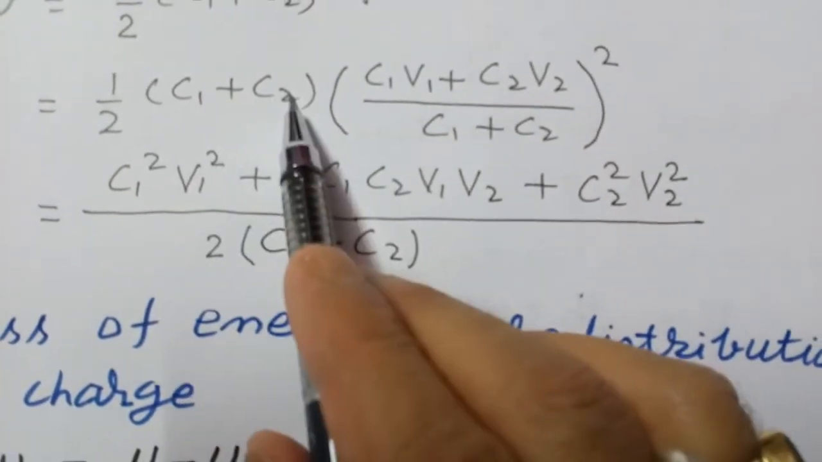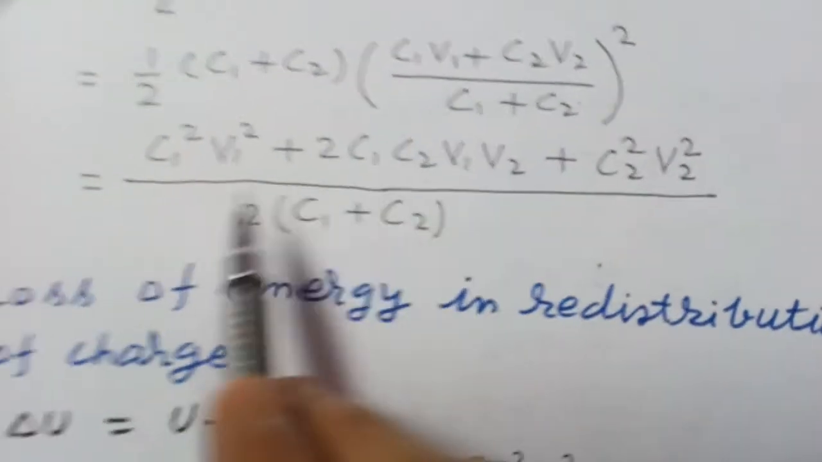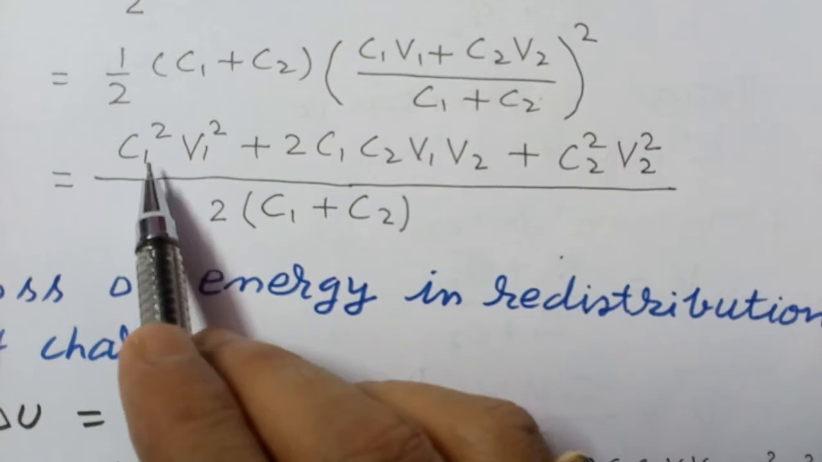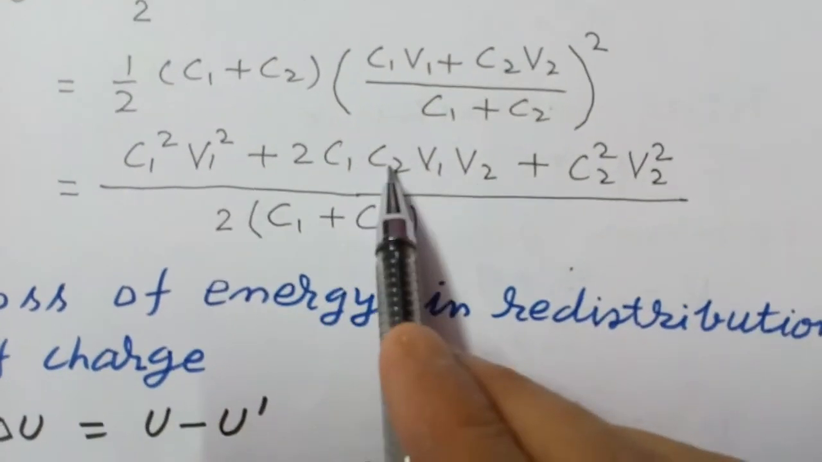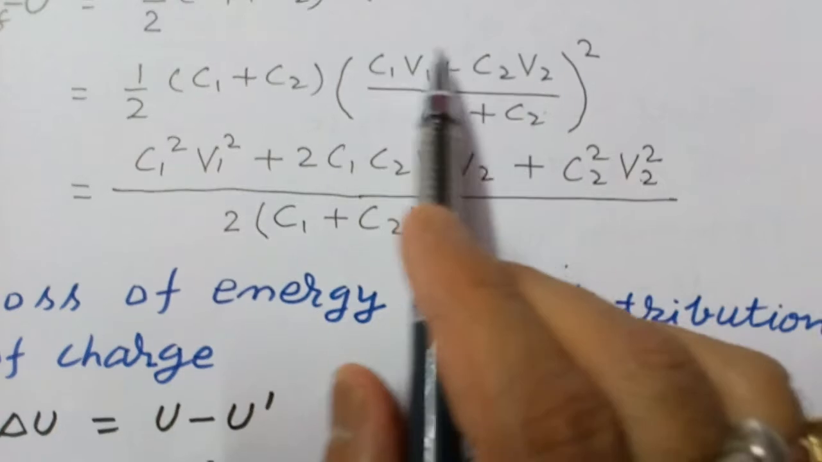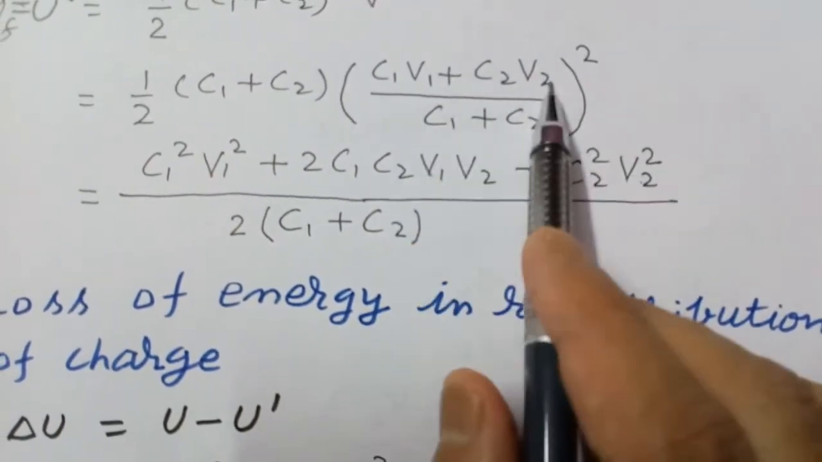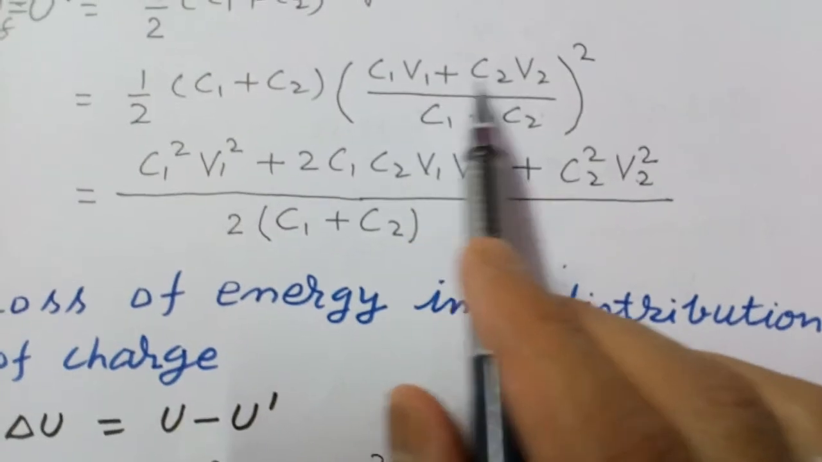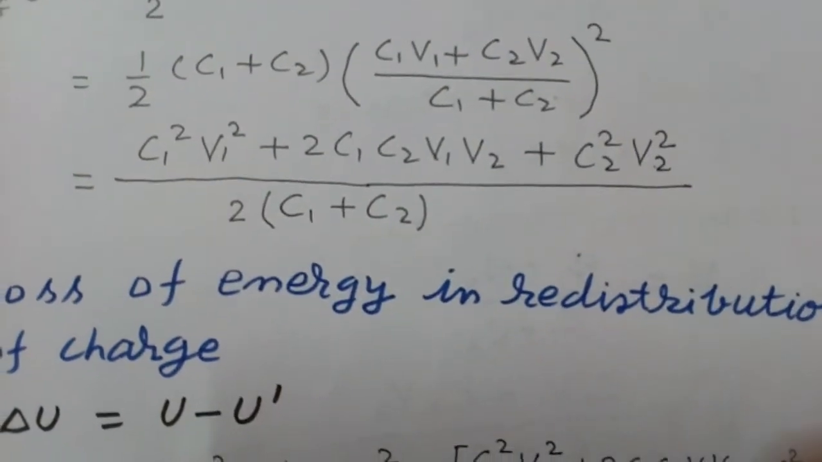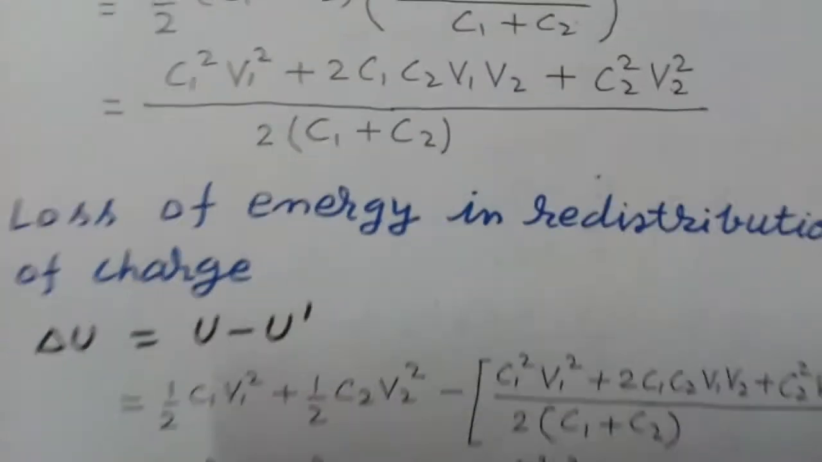This C1 plus C2 will cancel one of the C1 plus C2 factors because this is squared. So we get C1 square V1 square plus 2 C1 C2 V1 V2 plus C2 square V2 square. If you recall, suppose this is A and this is B, so this is A plus B whole square. We have applied the formula A plus B whole square is equal to A square plus B square plus 2AB. And in the denominator we have 2 times C1 plus C2.